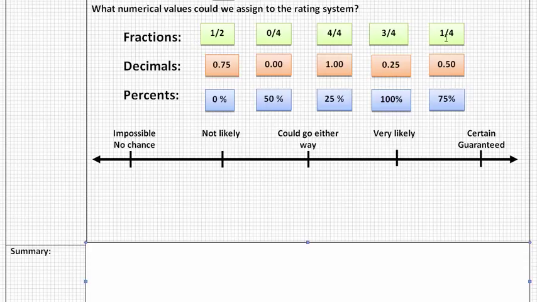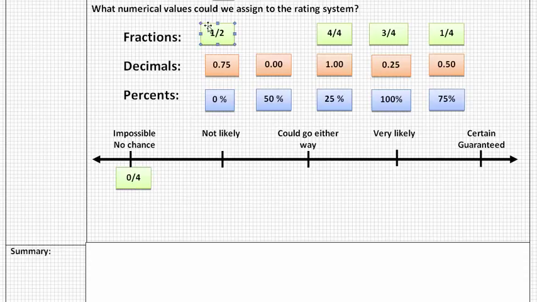So I have fractions that correspond to the scale we just used. Again, those ratings were impossible or no chance, not likely, could go either way, equally likely as unlikely. That is how it was written above. And very likely. Lastly, certain, otherwise known as guaranteed. So if I was to do a fraction, impossible or no chance, that would be a 0 out of 4. So that would be a fraction I could use to describe impossible on this scale, would be 0 out of 4 chance.